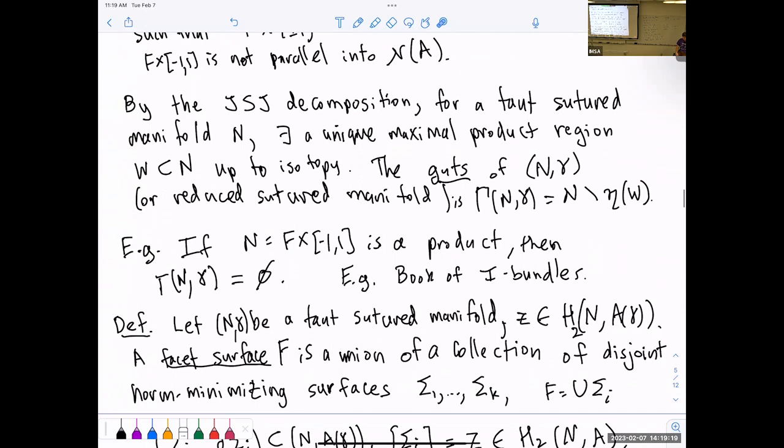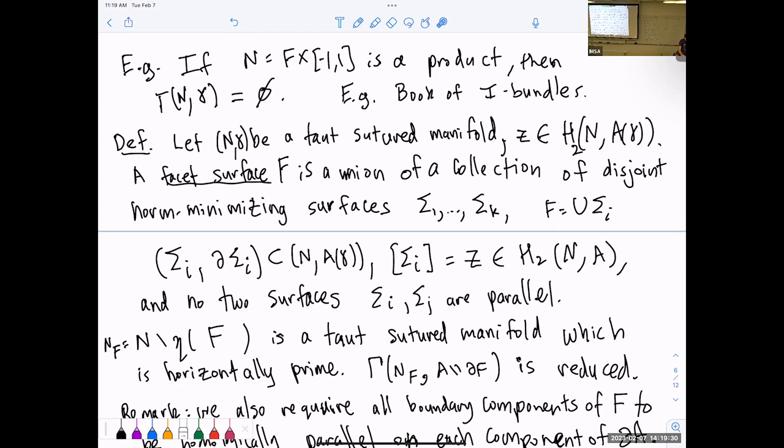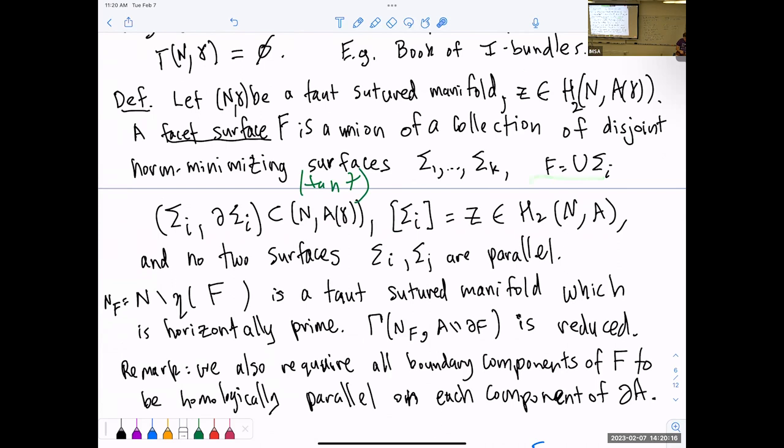All right, so now let's take an N gamma taut suture manifold and take a second homology class, rel A of gamma. Generally we're going to be doing this when N is either a manifold with torus boundary components and all the tori or the sutures, or when N is a suture manifold, usually Z will be the homology class of R plus or minus. Then a facet surface F is a union of a collection of disjoint, norm minimizing, maybe I should really say taut surfaces sigma 1 through sigma k. F is a union of these. Each of these sigma i's is representing the same z in H2. And maybe I should assume it's a primitive class, but.